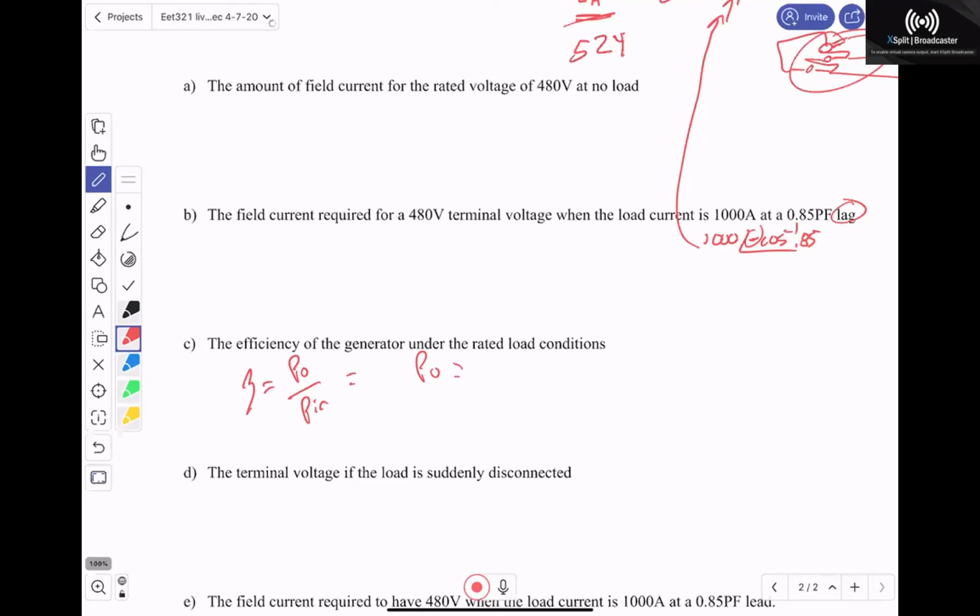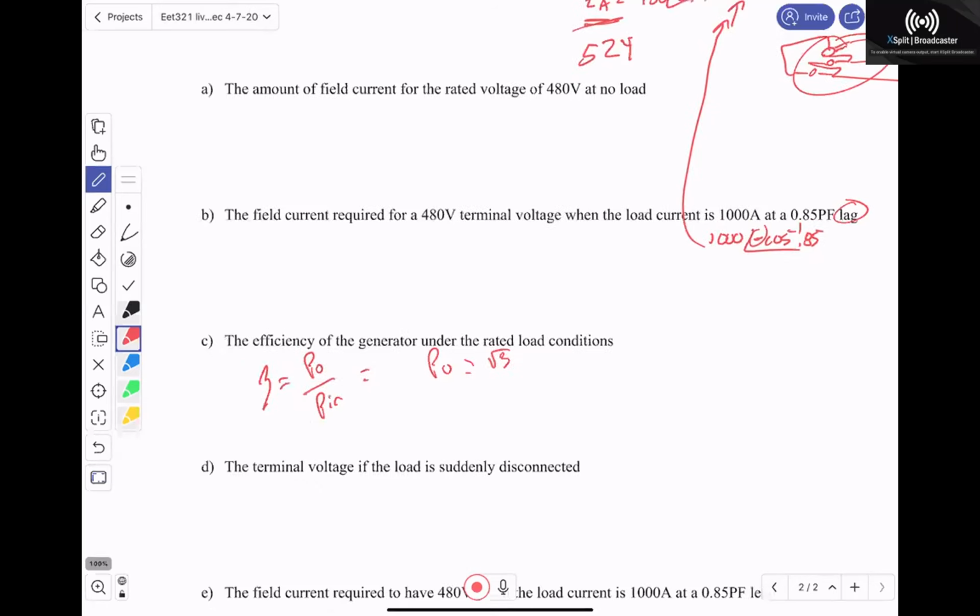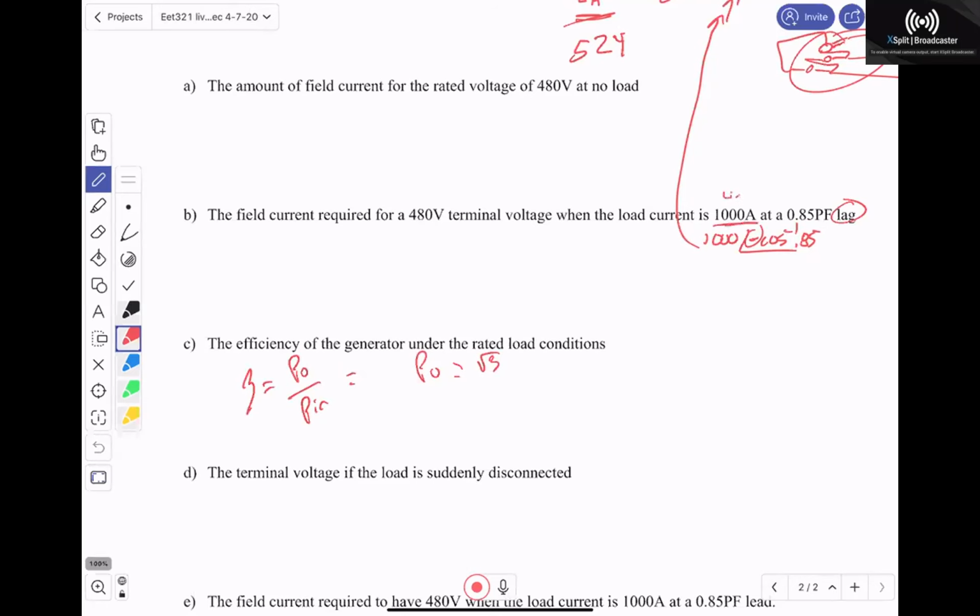When you have to calculate it by 3 times V phase times I times cosine theta. Or is that wrong? No, you're absolutely correct. It's actually easier to just always use that square root of 3 because you have some line and phase currents. Remember, this current here is a line current.